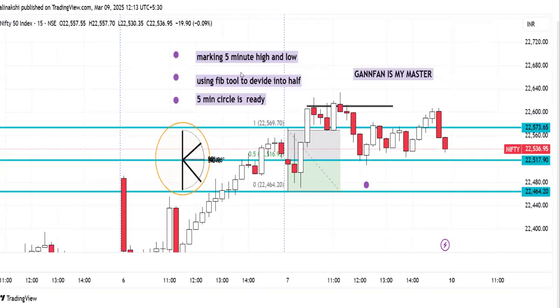So this is the picture. First step, I am marking the 5-minute high and low here in this area. This is the 5-minute, and I'm using the fib tool to divide. You can use anything to divide; it is convenient for me. I tweak the fib tool and have retained only 1.5 and 0, and you can make it a template and save it so that you can utilize it easily every time. So I'm using the fib tool to divide it into half. So my circle is ready. The 5-minute circle is ready. Gann Fan is my master.